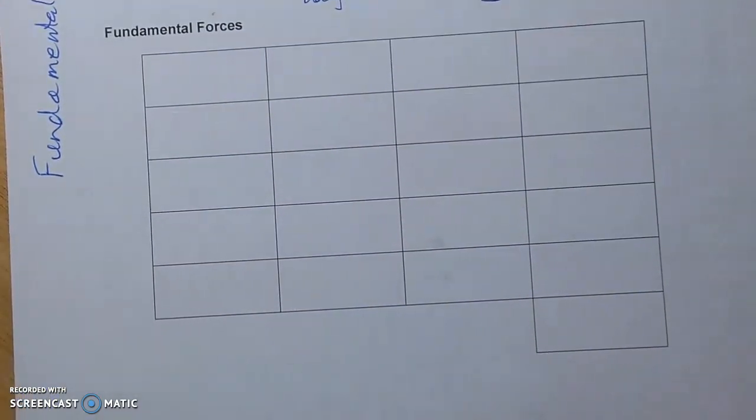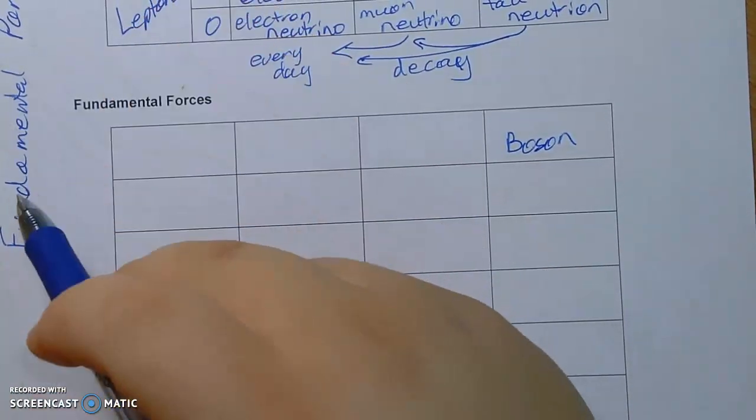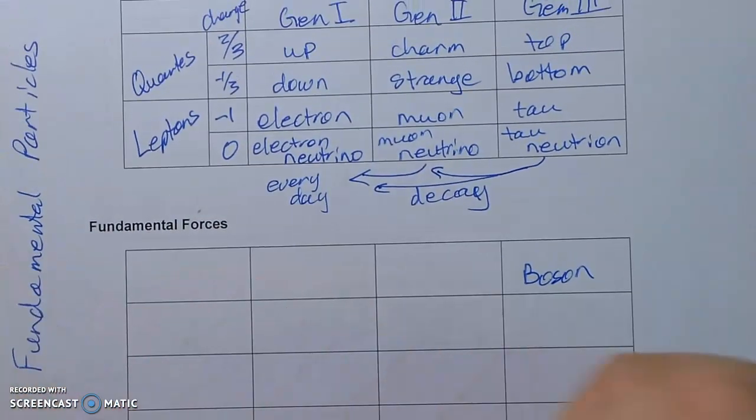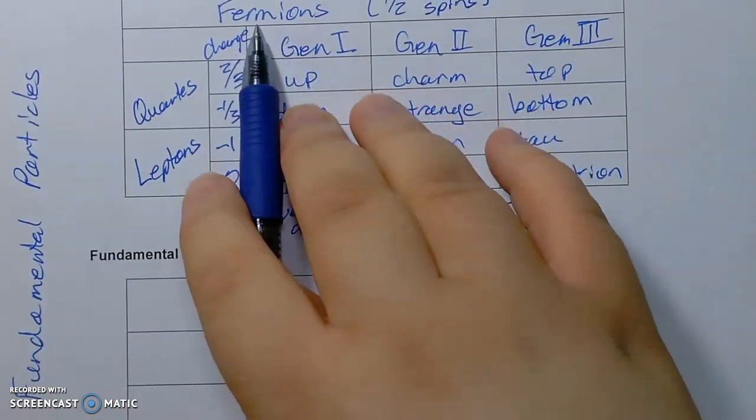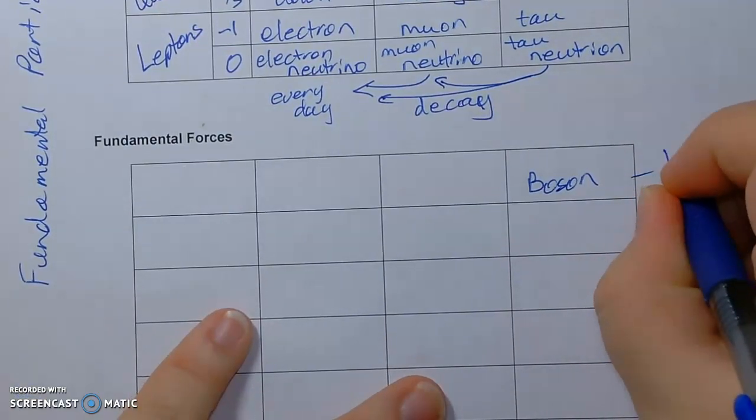Fundamental forces. This is where we get to the boson. Fundamental particles that aren't broken down we split into fermions, which are the half spins, and bosons, which are integer spins.